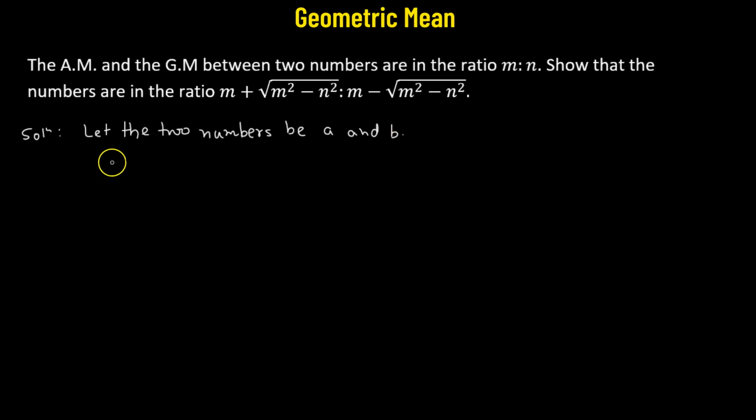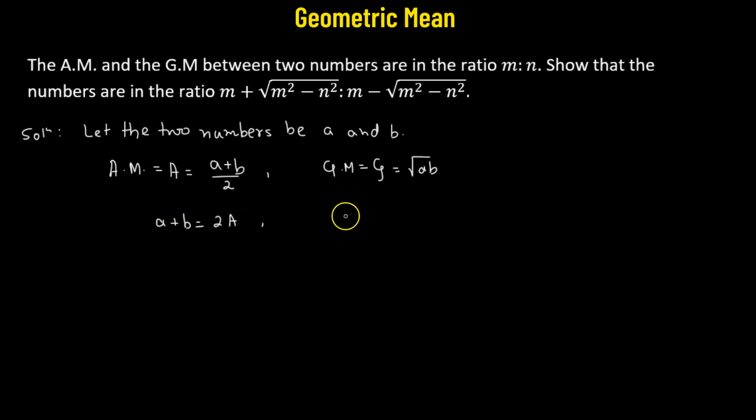The arithmetic mean, we are denoting it by the letter A, will be equal to (a plus b) divided by 2. And the geometric mean, which we will be denoting by the letter G, is equal to the square root of ab. Now, we can rewrite this equation as a plus b equals 2 times A, and ab will be equal to G squared.